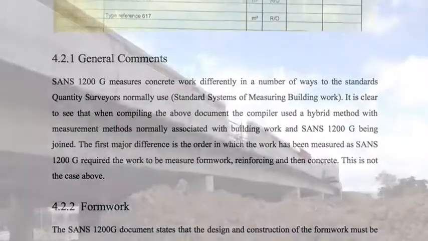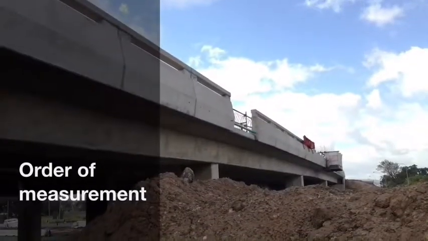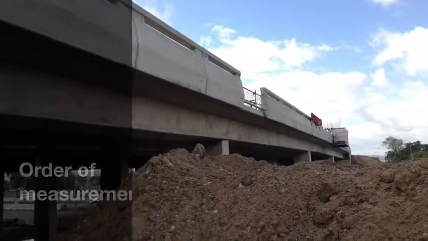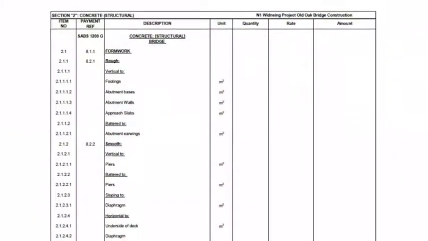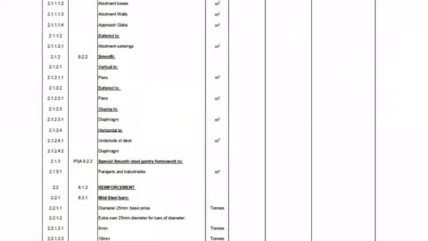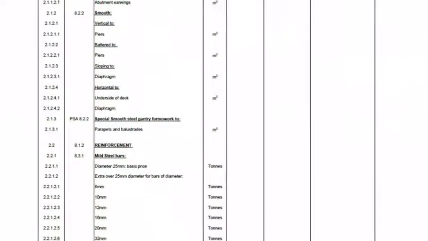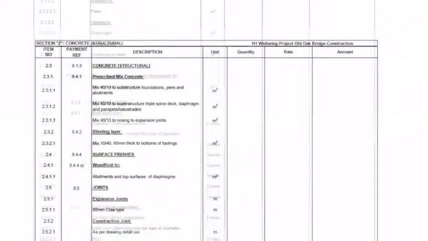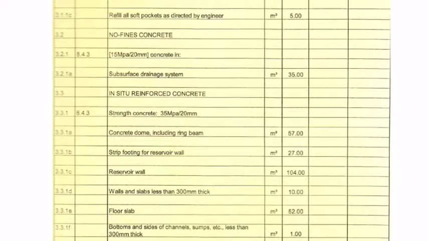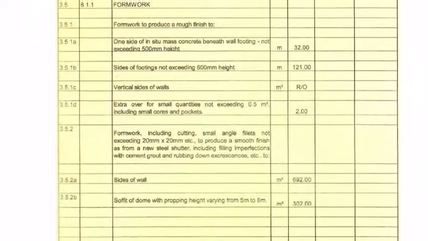The first major difference that we observed was the order of the items to be measured. In the SANS document for structural concrete, it is stated that formwork should be measured first, followed by reinforcement, then concrete last. However, in the BOQ, the order was concrete first, followed by formwork, then reinforcement.